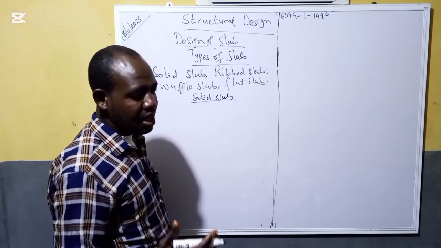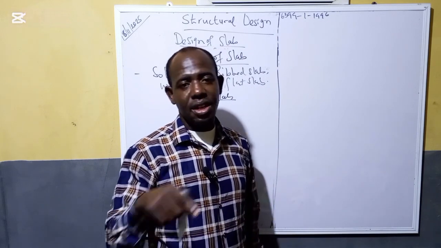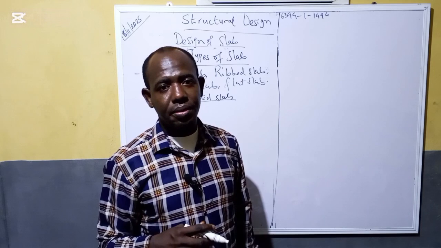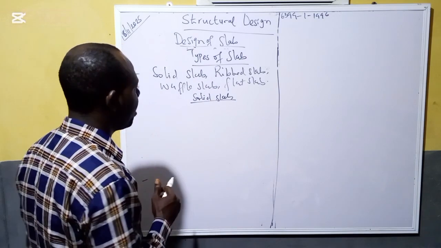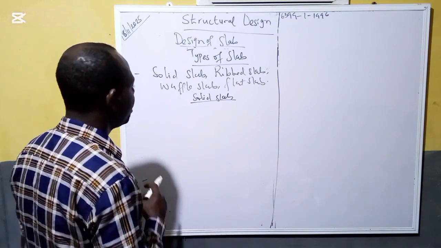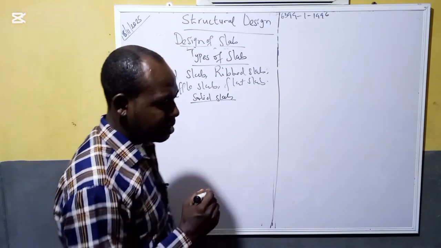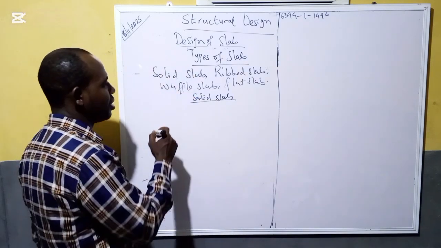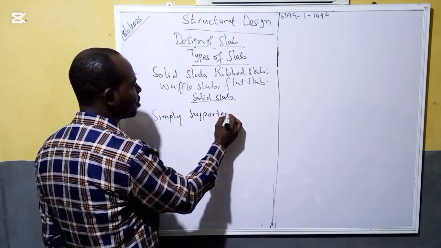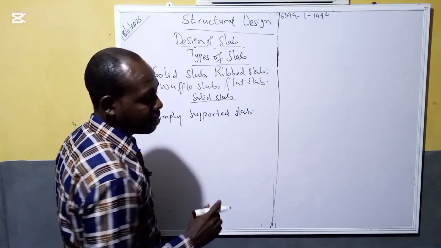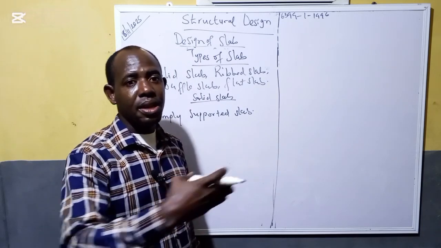When we talk about solid slab, we are talking about a slab that is supported by beams. You have beams that support the slab, either on the edges or in between. Now we have to look at the kind of slab we are going to design. We are looking at a simply supported slab, surrounded and supported by beams.